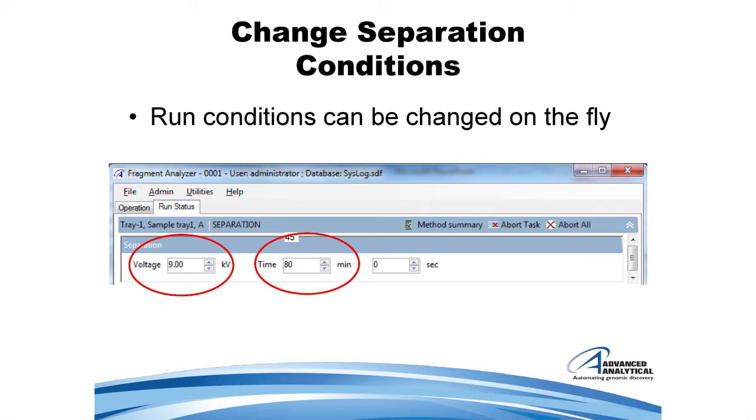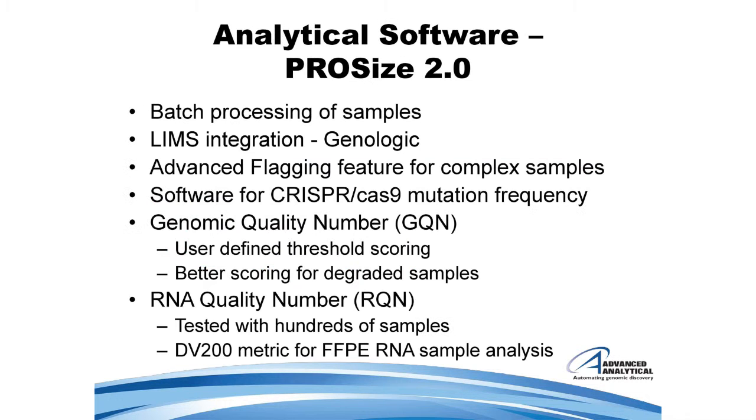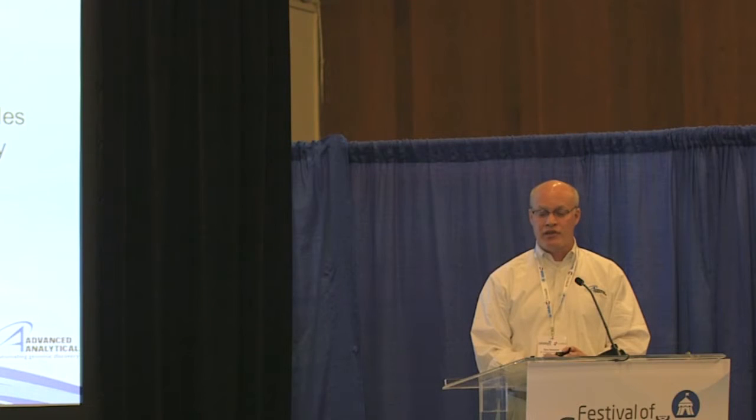Lastly, with regards to our software, we have talked to our customers and revamped our software, adding new features. Some of those features are listed here. We can now do batch processing of samples. From the very addition of the first sample put in, we can generate a report without any intervention. We are working on LIMS integration with Genologics for data acquisition and data documentation. For customers that have many fragments and many samples with complex fragments, we've created an advanced flagging feature that allows reports to be generated and allows individual capillaries to have specific sample sizes different from one capillary to the next. As I mentioned, we are working with CRISPR-Cas9, and we have a plugin that allows mutation frequency analysis of pooled samples.